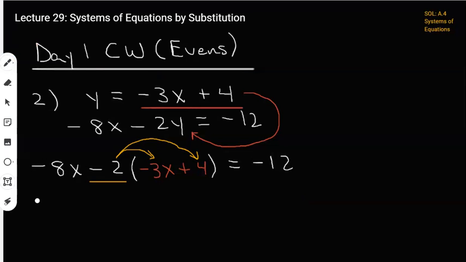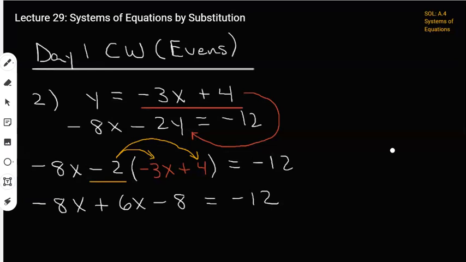Okay, so I have negative 8x. I'm going to bring that down. Negative 2 times negative 3x is going to give me positive 6x. And then negative 2 times positive 4 is going to give me a negative 8. But everything is still equal to negative 12. That doesn't change. So all I did here was I multiplied everything on the inside by a negative 2.